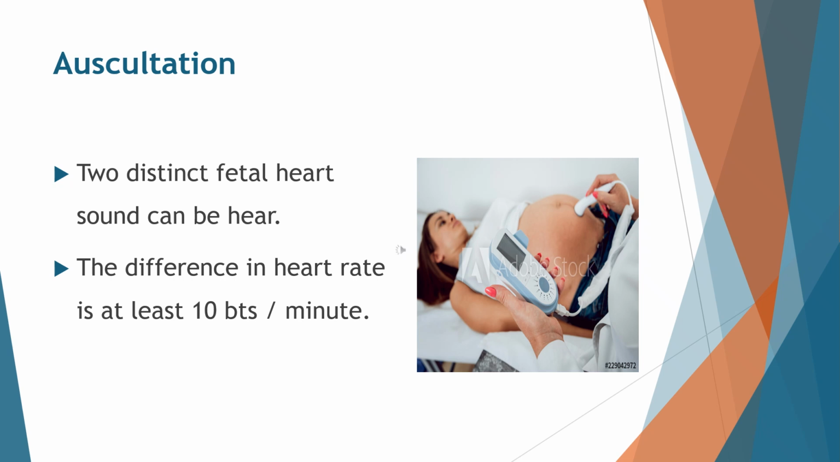During auscultation of the abdomen, 2 distinct fetal heart sounds can be heard at different locations. An important point to remember is that the heart rates of the 2 fetuses should be different, with a difference of at least 10 beats per minute, to confirm that they are separate fetal heartbeats and not the same sound heard in 2 places. This finding strongly supports the diagnosis of a multiple pregnancy.